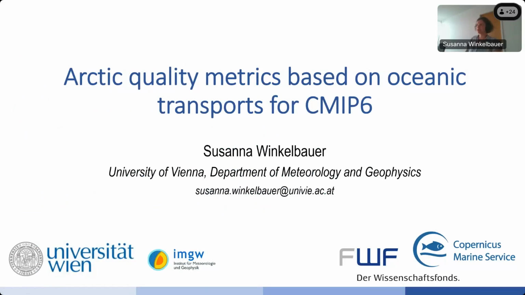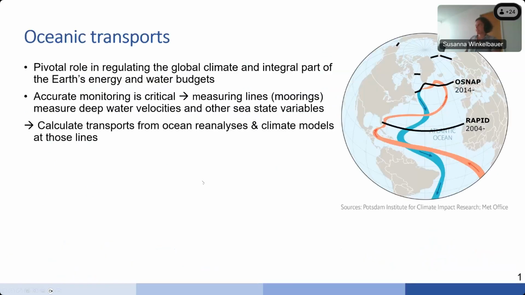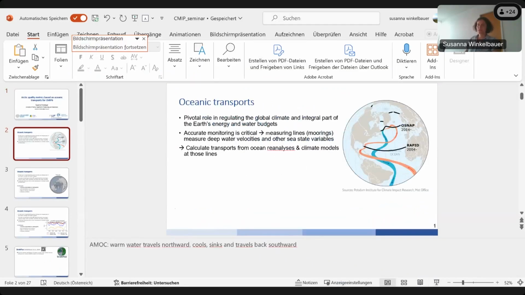Okay, so I'll be talking about transports in the Arctic Ocean and how we intend to use them as quality metrics for CMIP6. Starting off, oceanic transports play key roles in regulating the global climate and are important parts of the Earth's energy and water budgets. So accurate monitoring of those transports is quite important, and we have multiple mooring lines in the oceans, which measure deep water velocities and other sea state variables.